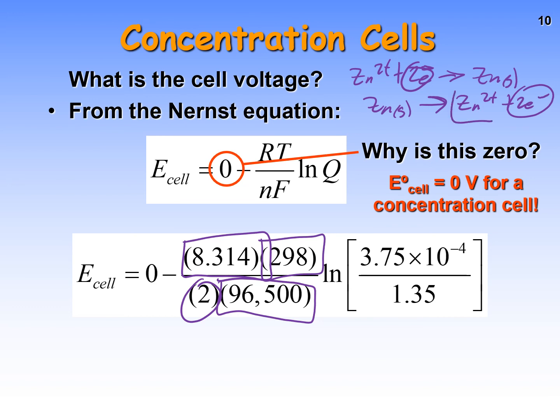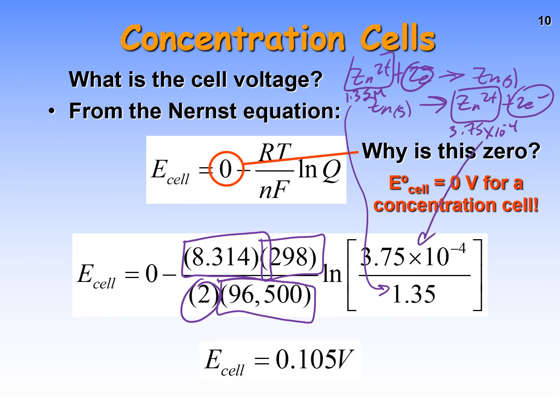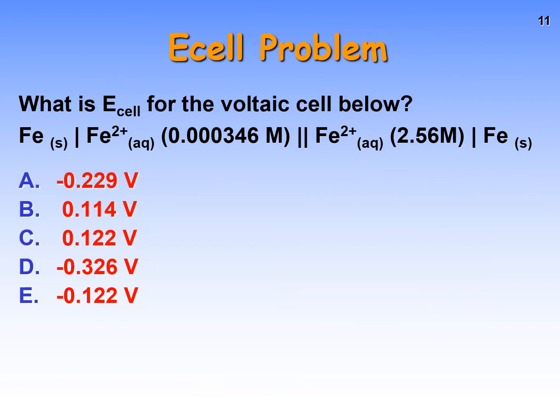Products over reactants. This is the product. We said that this was 3.75 times 10 to the negative 4. This is the reactant, which had to be the higher concentration, 0.135. Hence, reactant goes down here, product goes up there. We can solve, and we get a cell voltage of about 0.105. All right, so these are kind of fun. Let's do another problem.